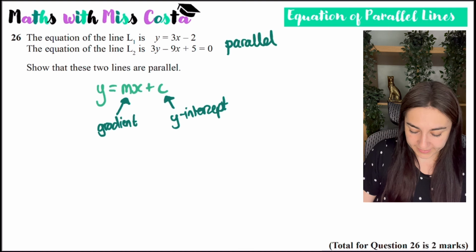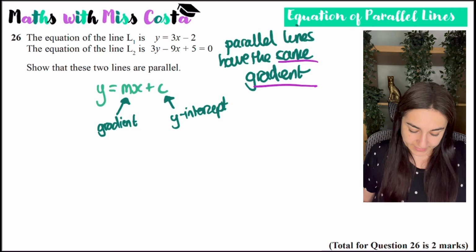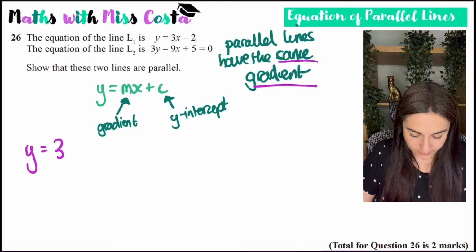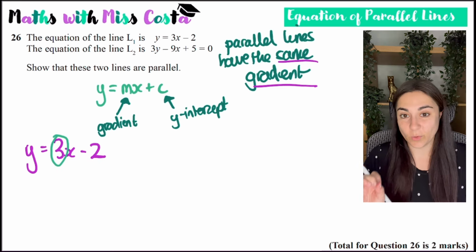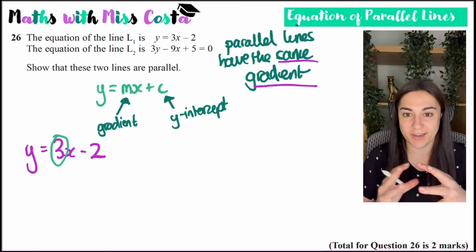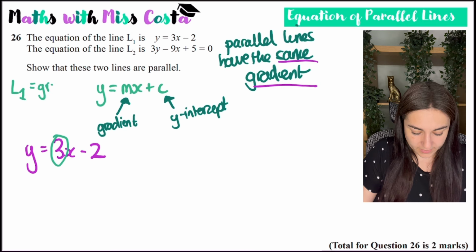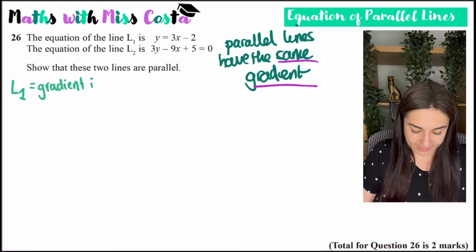And parallel lines, the key thing to know is that parallel lines have the same gradient. So that's how you can tell if they are parallel. So we know for our first line that y equals 3x minus 2. The gradient is always the coefficient of x, the number attached to the x. So the gradient for L1 is 3.